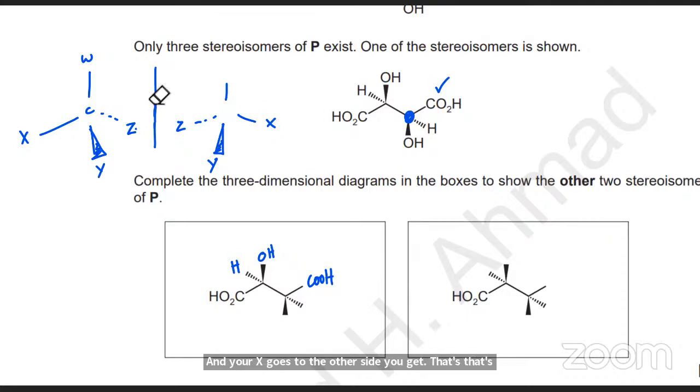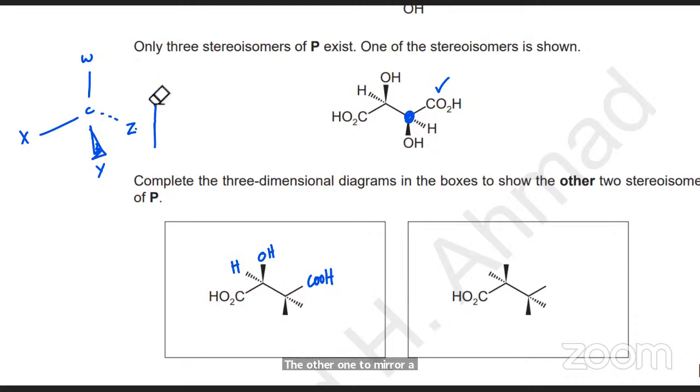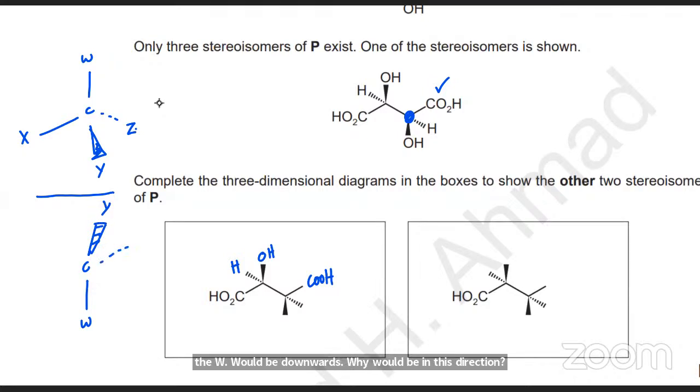The other way to mirror a carbon atom is you place the mirror at the bottom. If you place it there, it's going to be upside down now. So the W would be downwards. Y would be pointing upwards. Z would be over here, and your X would be over here. That's another way to mirror a chiral carbon atom. That's the non-conventional way.